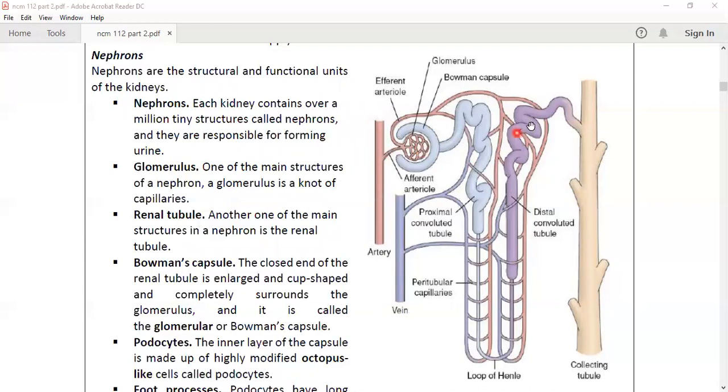So sabi ni macula densa, okay, ba't parang kulang yung dugo na dumadaloy sa mga tubules ko? So he will now tell juxtaglomerular cells to secrete renin.